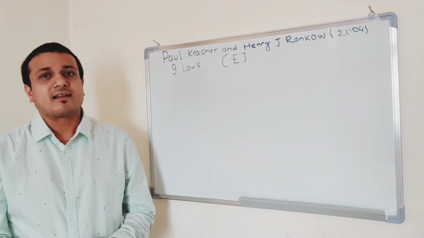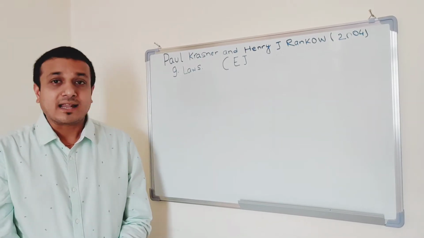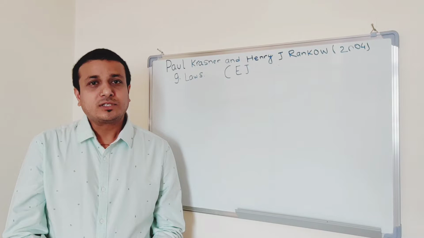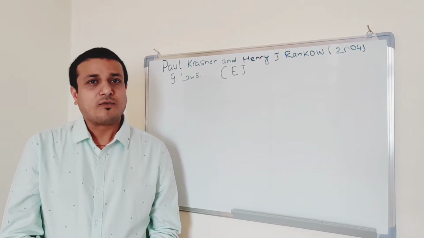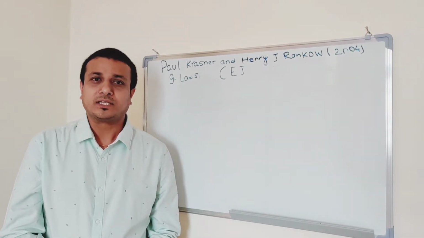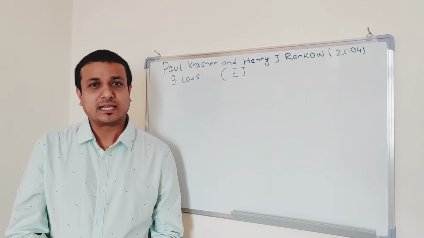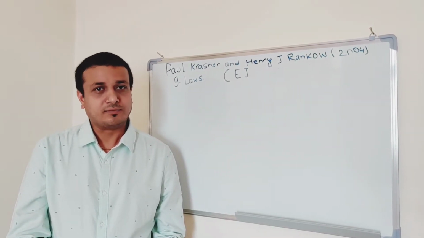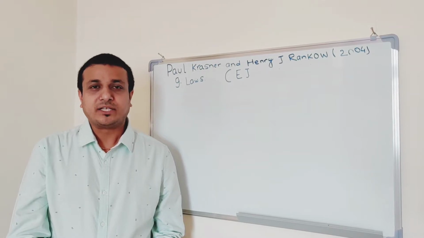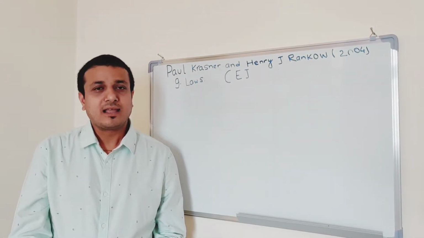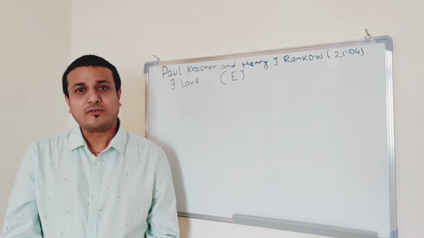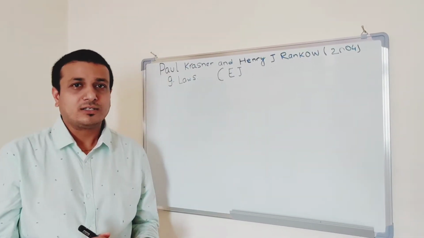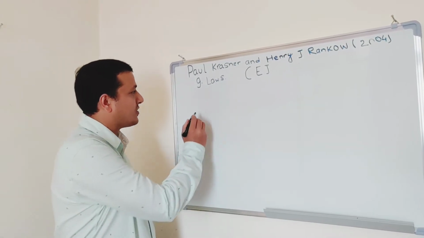So basically there are 9 laws given by Krasner and Rankow, but when we see the laws, almost 95% of the teeth followed the laws. Only 5% of the teeth, that is mandibular second molars and third molars, did not follow the laws because they had the presentation of C-shaped canal, which will be dealt with in some other videos. So when we talk about the laws, there are 9 laws. Let us begin with the first law.